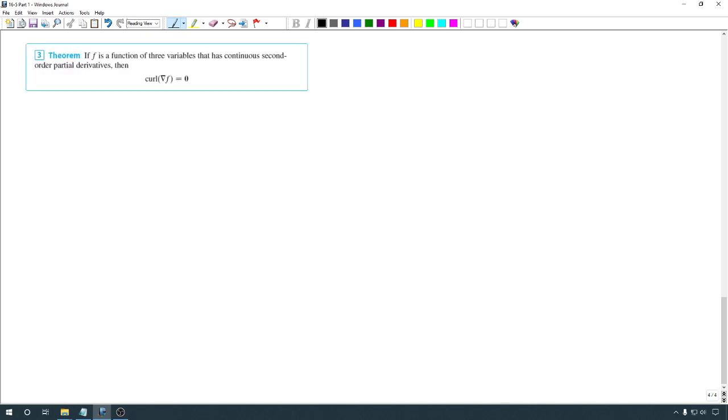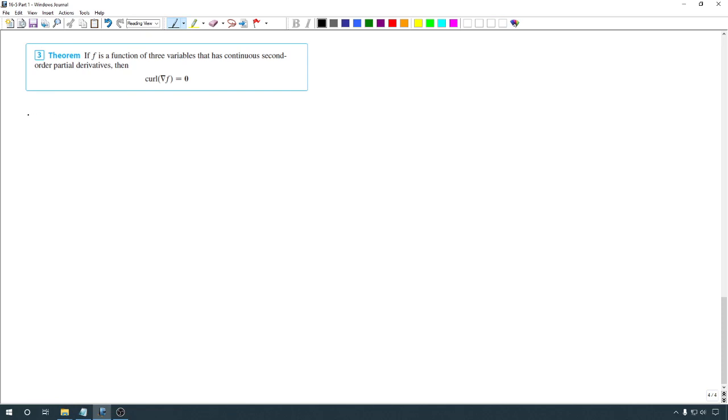Now, what can we actually do with the curl? Well, one of the first results about the curl is pretty easy to show. If we have a function of 3 variables where the second derivatives are all continuous, then the curl of the gradient of that function is always equal to the 0 vector. So this is very similar to one of our results from before, which we'll explain after we prove this. And it's actually pretty easy to prove.